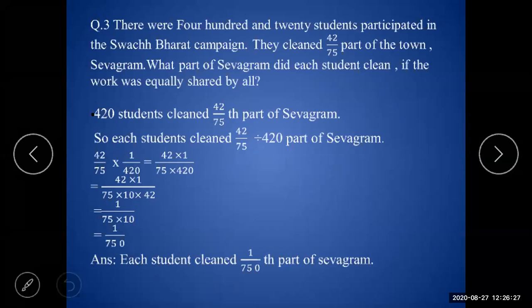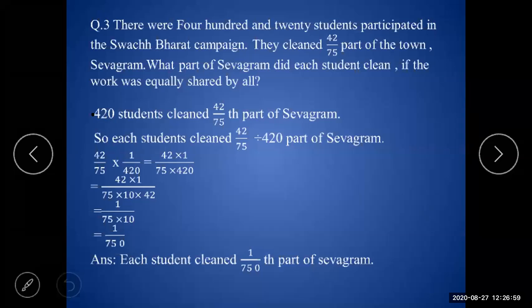Now in that what happened? They cleaned 42 upon 75 part of the town Sevagram. Now 420 students were participating in the Swachh Bharat campaign. From that, 42 upon 75 parts of the town, that town is Sevagram, was cleaned. What part of Sevagram did each student clean? Now they are asking about each student.